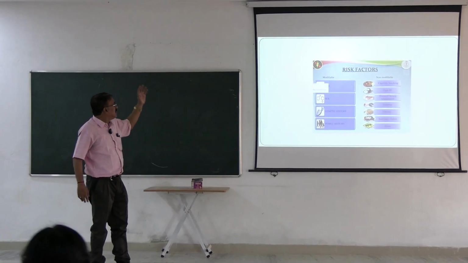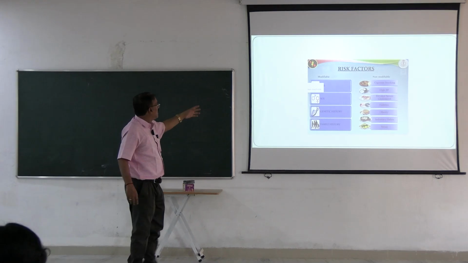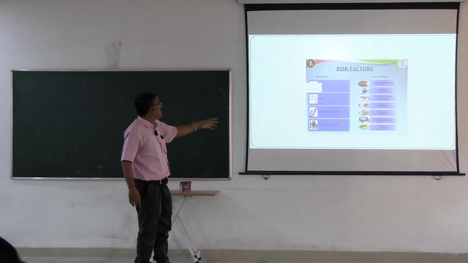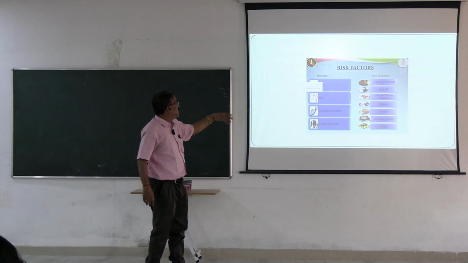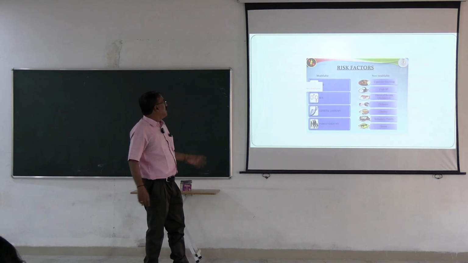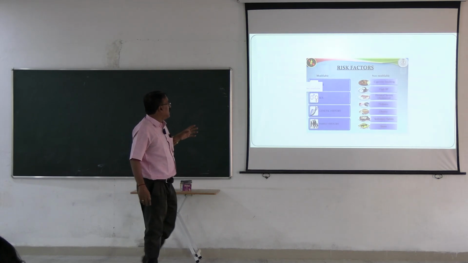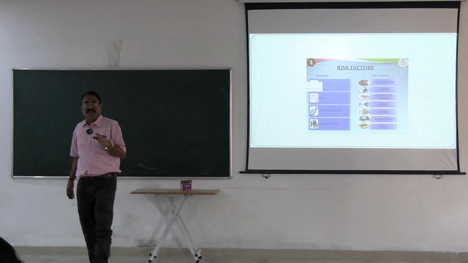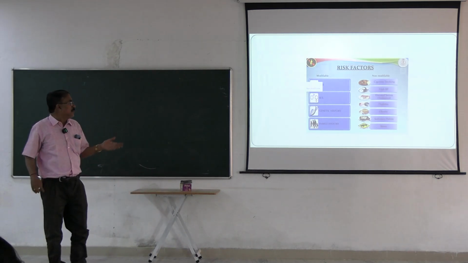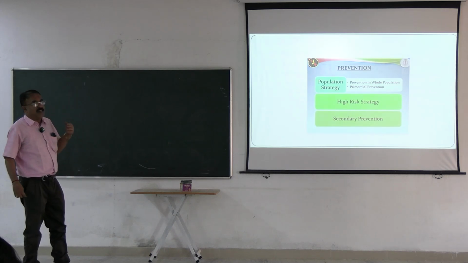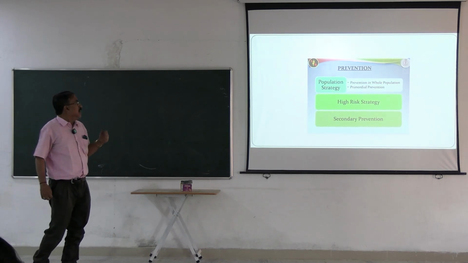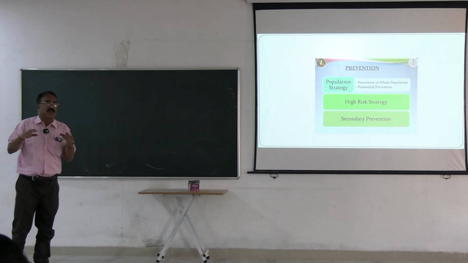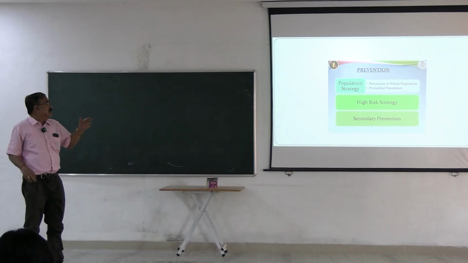So again, the risk factors. Among the non-modifiable ones are age, sex, genetic history, and family history. The ones which you can modify are cigarette smoking, high BP, blood cholesterol, diabetes, obesity, sedentary habits, and stress. These are the ones which we can modify. So again, here you have a high risk strategy as well as prevention in the high risk groups as well as the general population.